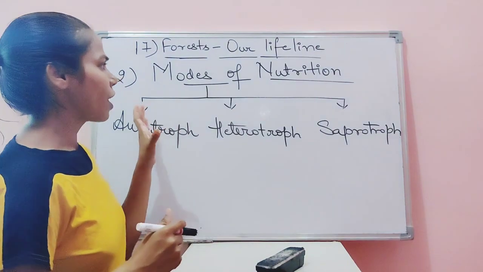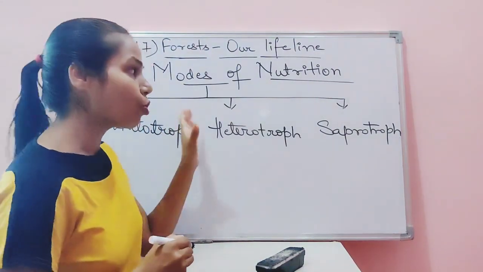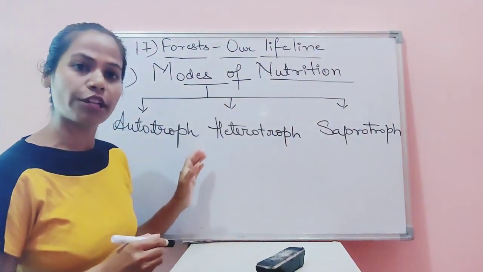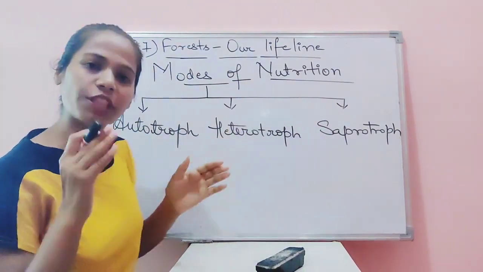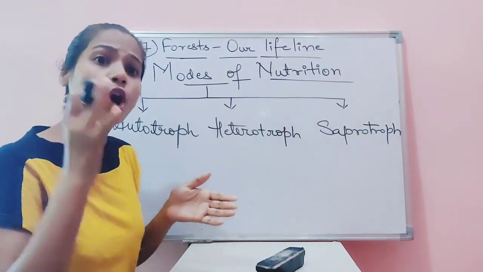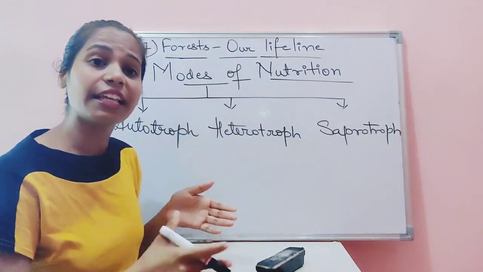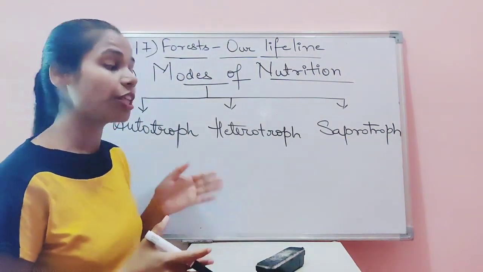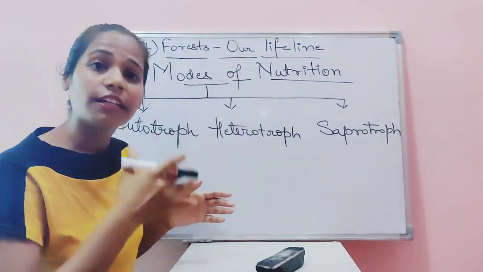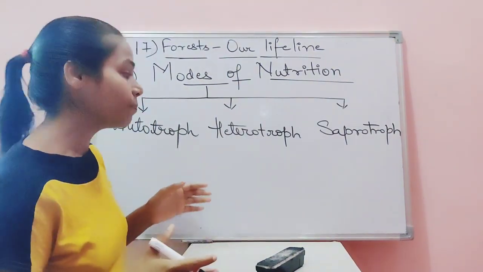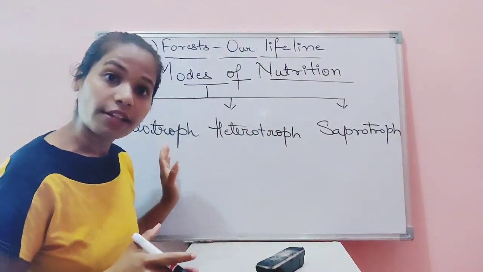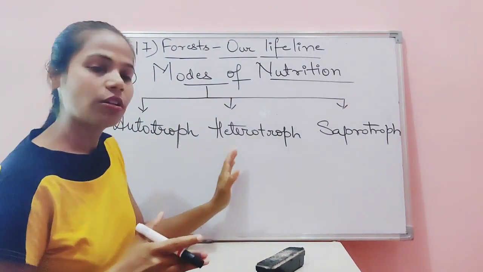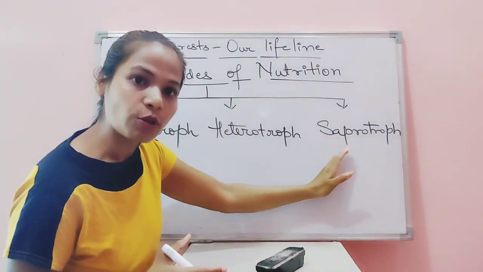Hello children, starting with the second topic, that is the mode of nutrition. We are going to study the different modes with the help of which organisms take in their nutrients, with the help of which they are taking their food. Mainly, there are three types: autotroph, heterotroph and saprotroph.